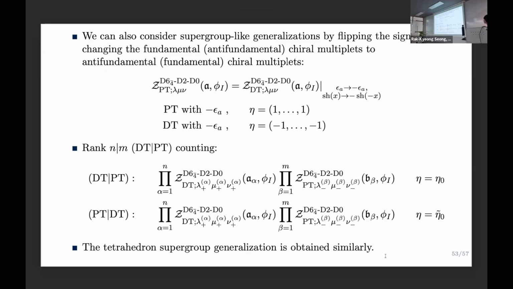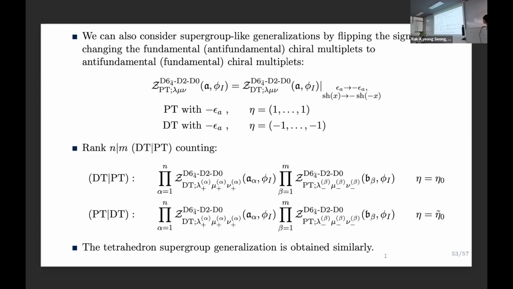And the way to define it is you introduce a different framing node contribution by flipping all the equivariant parameters and also changing the fundamentals to anti-fundamentals in this way. And what you'll get is a PT counting with the coordinates flipped with the traditional eta vector. And if you flip the sign of the eta vector, you get, on the other hand, the DT counting.